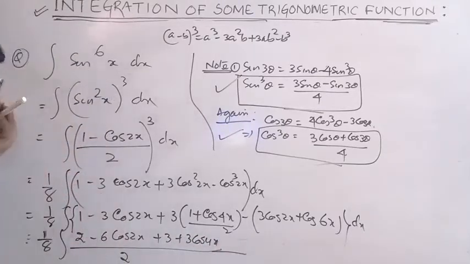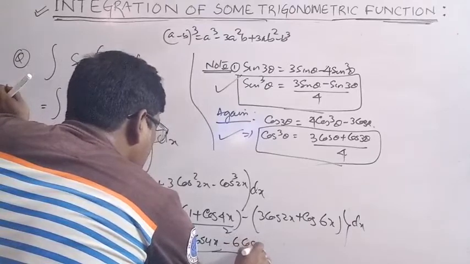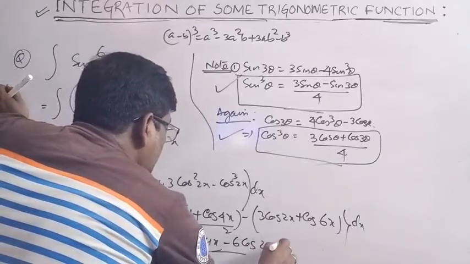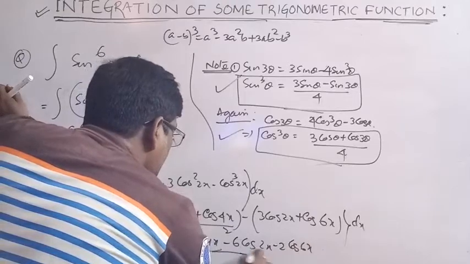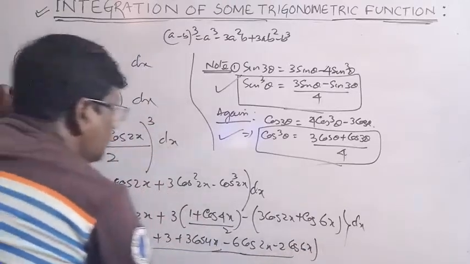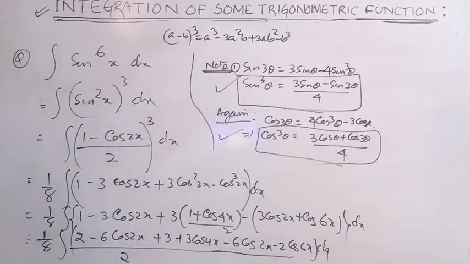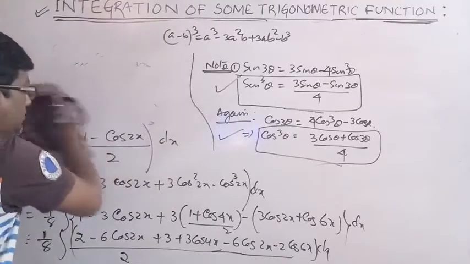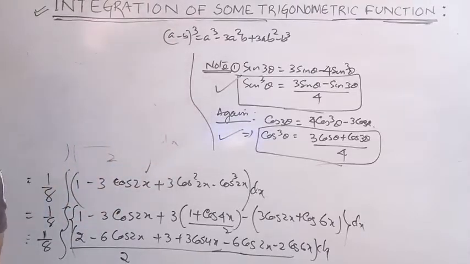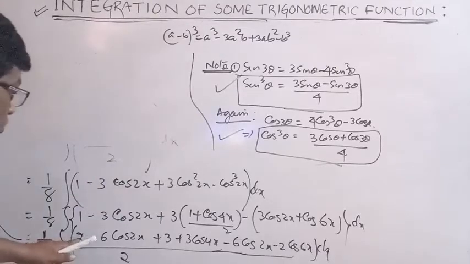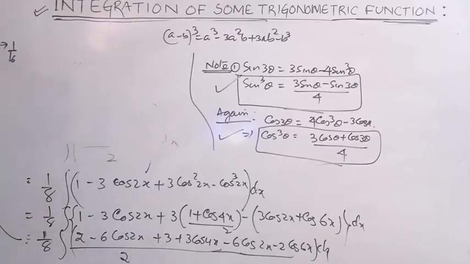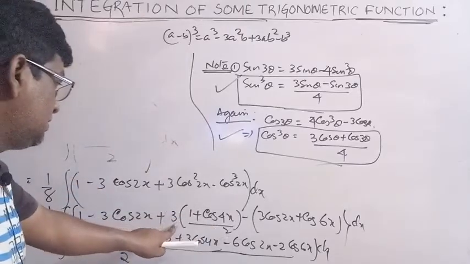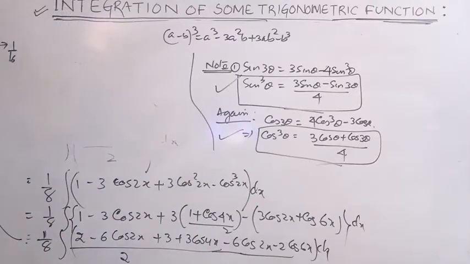This is equal to minus 6 cos 2x, and this is minus 2 cos 6x, whole dx. Okay, now this will be 1 by 16 times... 2 plus 3 is 5. This is equal to LCM 2, and this is 3. 2 plus 3, that is 5.